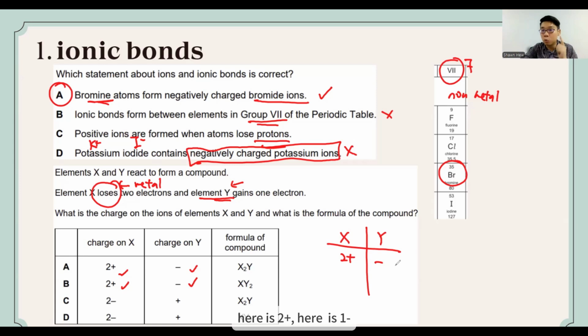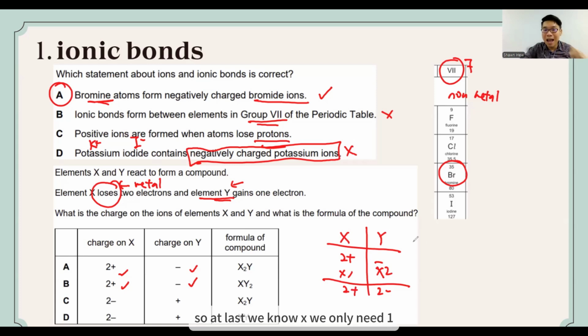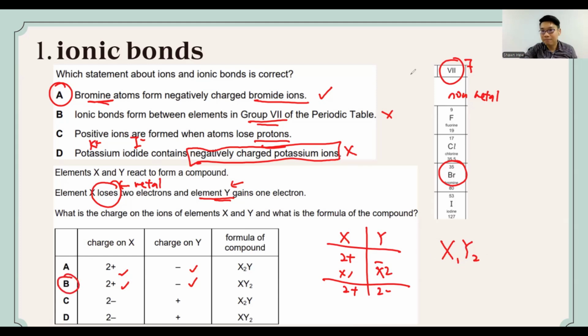Here is 2 plus, here is 1 minus, it is not balanced yet. So we need to times this part by 2 to make it 2 negative. And then here times 1, it will become 2 plus. So at last we know X we only need 1, Y we need 2. So it's XY2. So it's B.